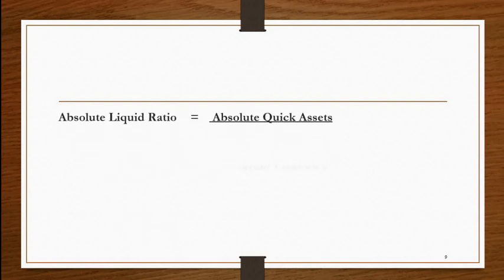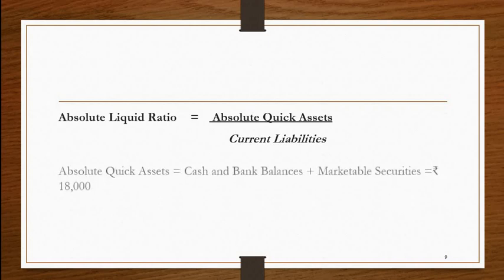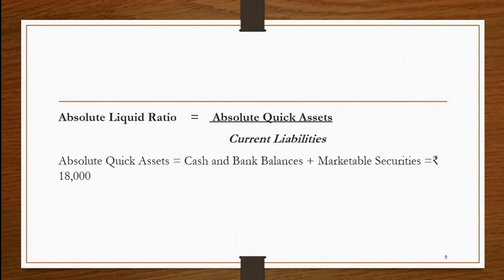So the last one is absolute liquid ratio. The formula for this one is absolute quick assets divided by current liabilities. Now we have to find out the absolute quick assets. The formula for this is cash and bank balances plus marketable securities. In this problem, we don't have any marketable securities. Hence we consider only cash and bank balances, that is rupees 18,000.